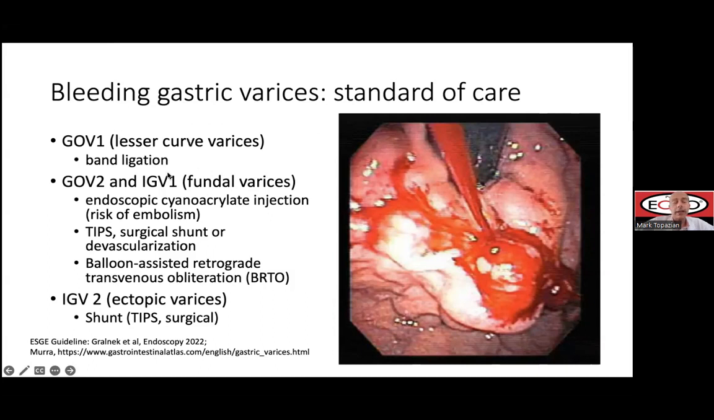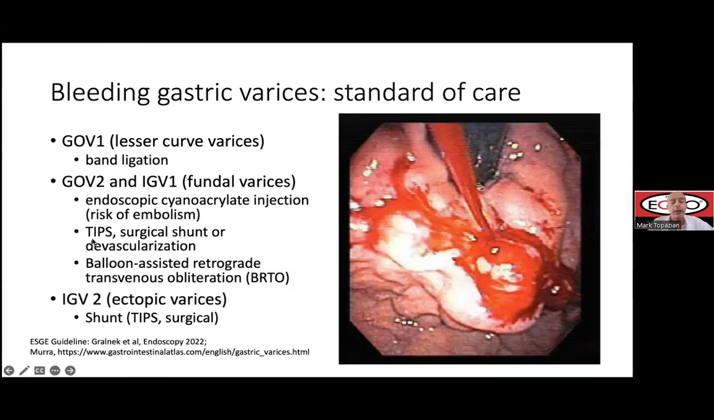GOV1, if they're bleeding on the lesser curve, the consensus is that you should band ligate them, just like you would in esophageal varix. GOV2 and IGV1, then you have a number of choices. One is endoscopic cyanoacrylate injection, but there's a risk of embolism. And I'm going to explain about that in a little bit.